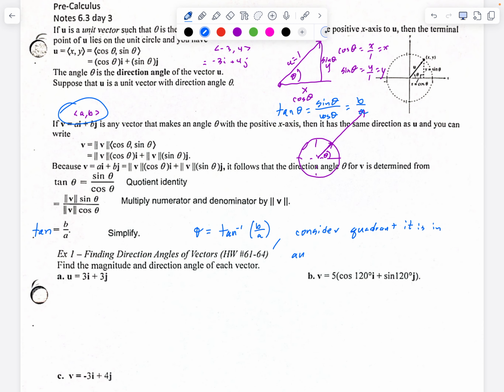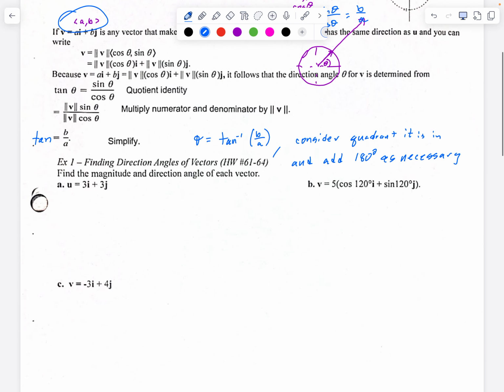And add 180 degrees as necessary, or 2 pi, to get it into the quadrant that the vector's in. So it looks like a lot of stuff, but it isn't that bad. Let's just get to an example, and we can refer back to it a little bit.